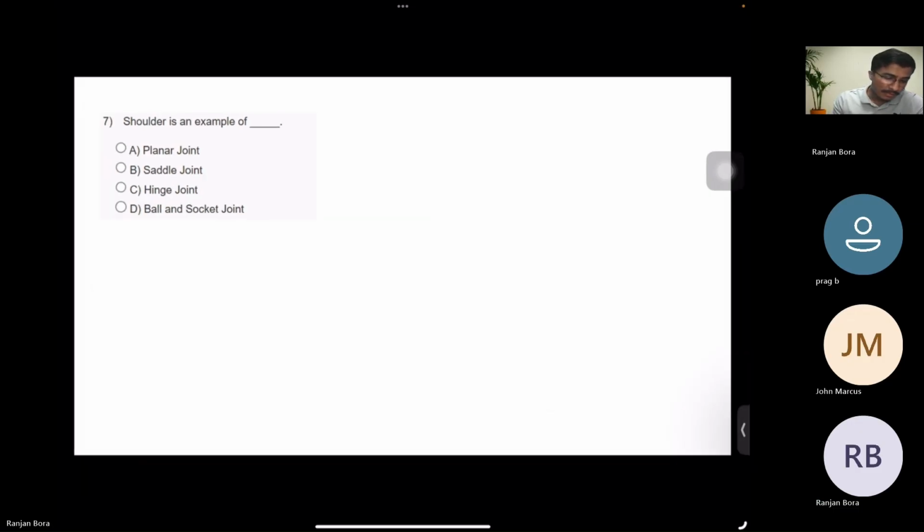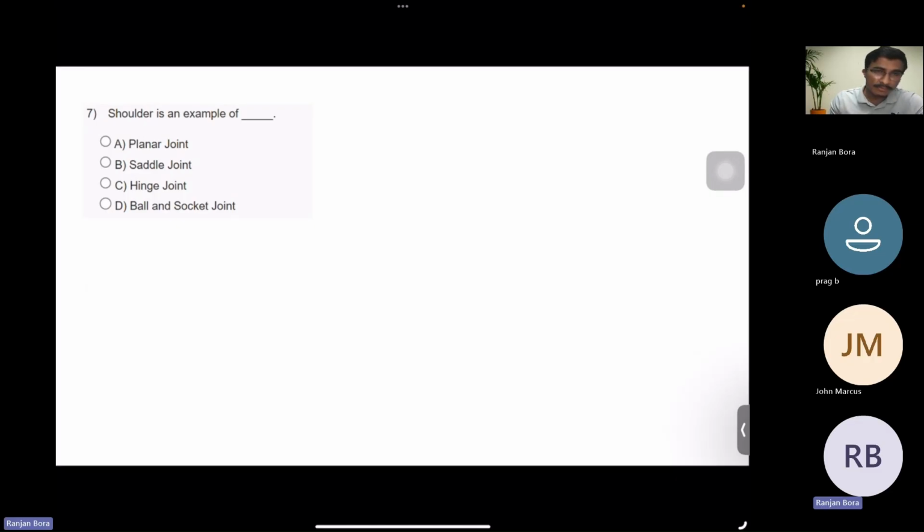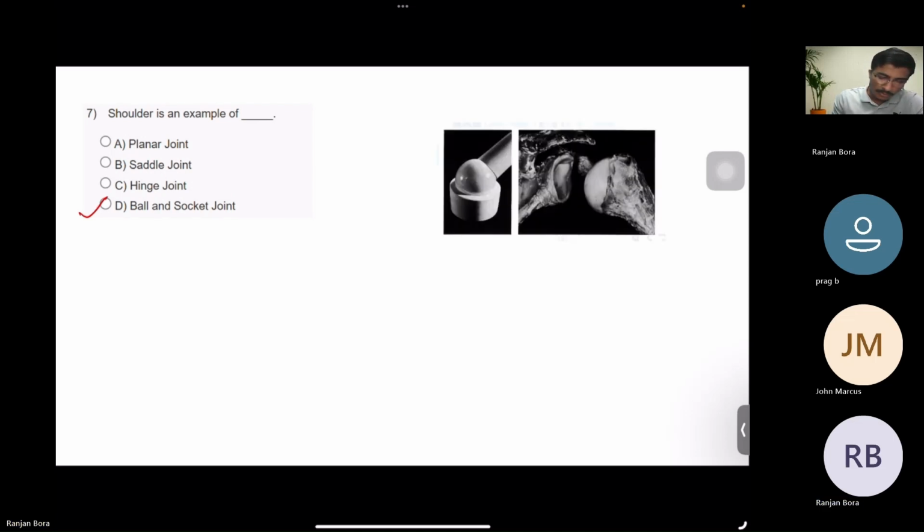And the shoulder is an example of, yeah, ball and socket joint. So you can see this is a shoulder joint, and we can represent the shoulder joint using this ball, and the socket is here. The degrees of freedom of the shoulder joint are similar to those of a ball and socket joint. That's why it can be represented as a ball and socket joint.